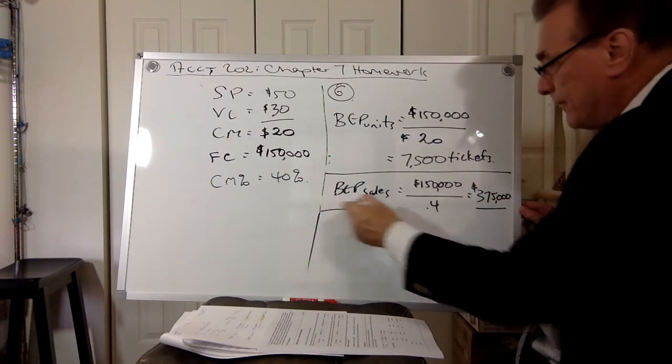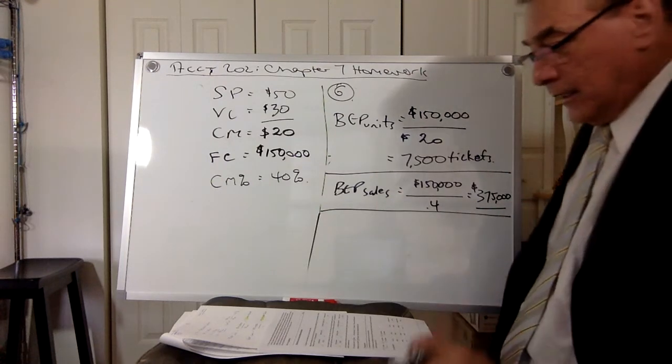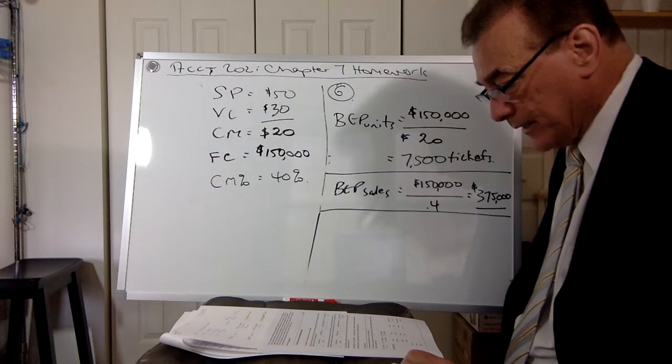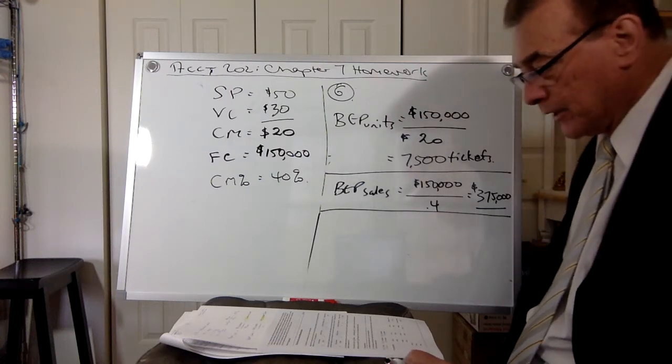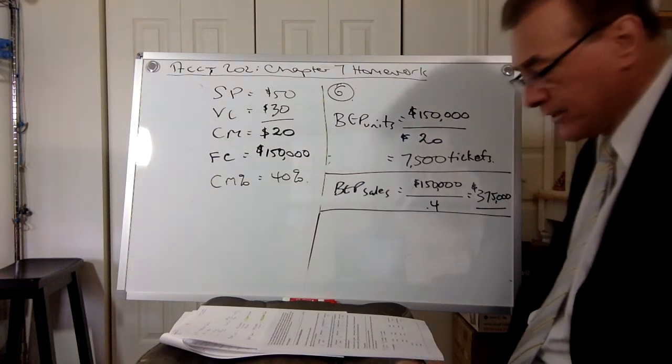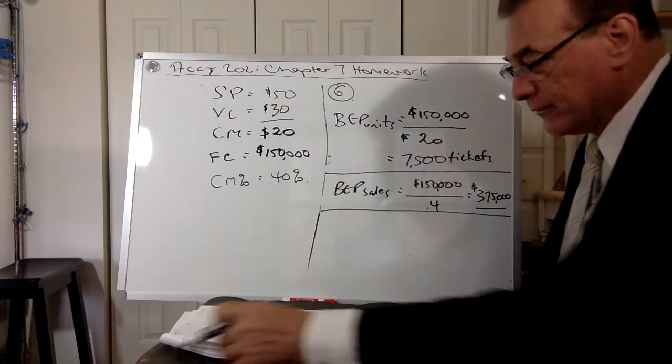375,000. Okay. Then part 2: is the break-even point higher or lower under the original conditions, and explain how changes in fixed costs generally affect the break-even point.